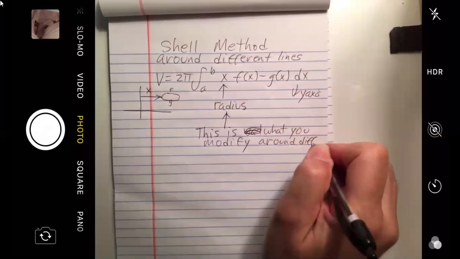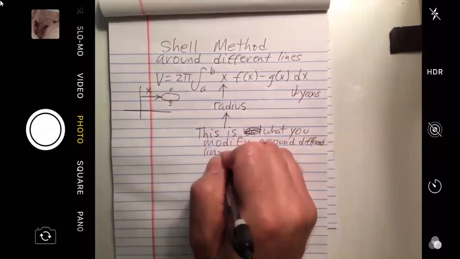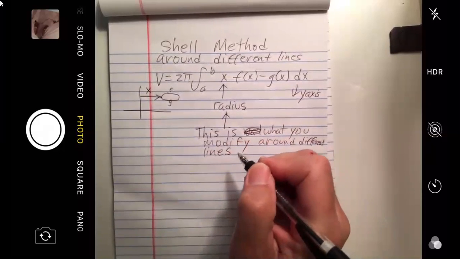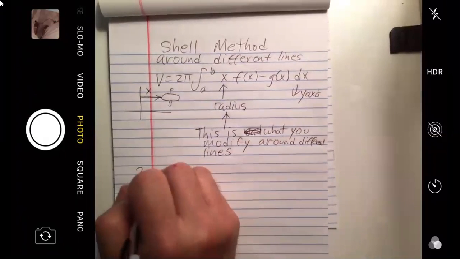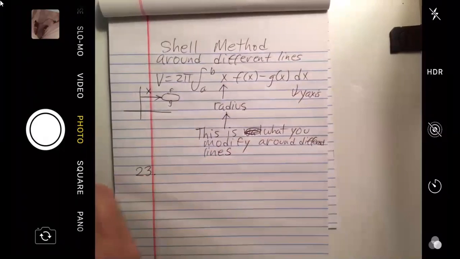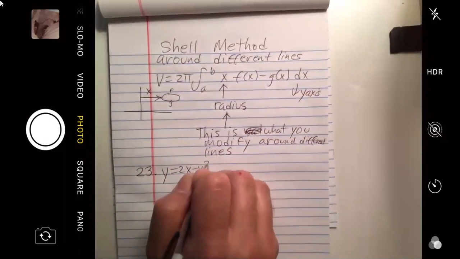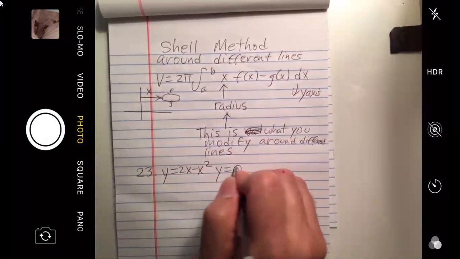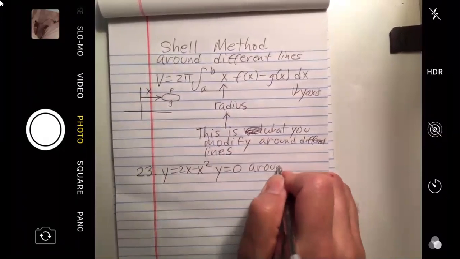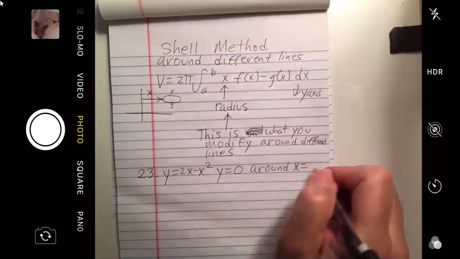And it's the same system as last section. I'll show you why it's shorter. Try 23, the first one they ask. 23 takes 2x minus x squared, y equals 0, around x equals 4.